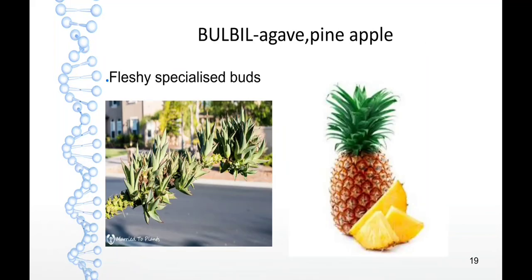Next vegetative propagule is the bulbule. Agave and pineapple are the common examples. In this, the reproductive organ develops into bulbules. They grow into new plants after falling on the ground. And bulbule is a fleshy specialized bud. And in pineapple, it is produced from the reproductive part.